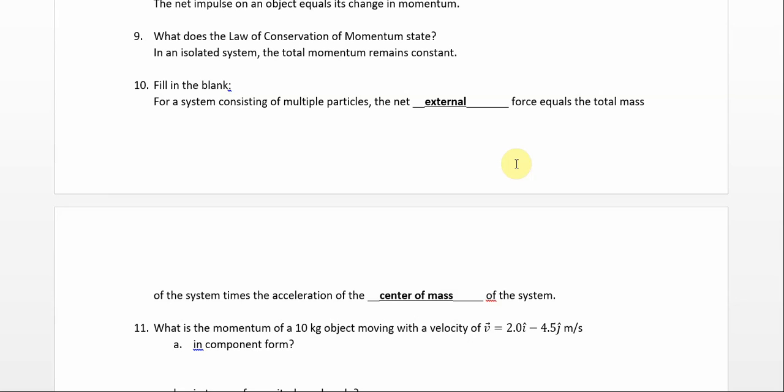Okay. For a system consisting of multiple particles, the net external force equals the total mass of the system times the acceleration of the center of mass of the system. So this is F equals ma for systems. And the new part of it is, there's two things. First of all, it's not necessarily all the forces, but it's the net external force, because the internal forces add up to 0 anyway. And the acceleration, there's not one acceleration for the system because it consists of multiple particles that could all have their own accelerations, but it's the acceleration of the center of mass. That's the location, this special location of the system that moves according to how the external forces are acting.